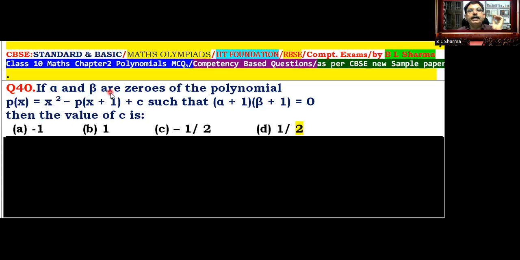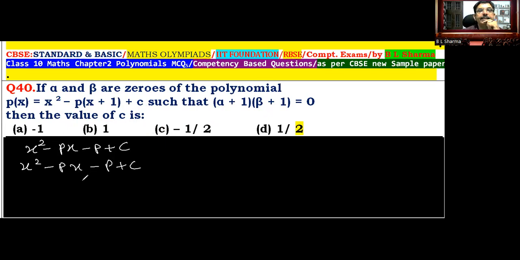If alpha and beta are zeros of the polynomial x square minus p into x plus 1 plus c, such that alpha plus 1 into beta plus 1 is equal to 0, then what will be the value of c here? First of all, we have to find out that is x square minus, open this bracket, minus px minus p plus c. So x square minus px minus p plus c.